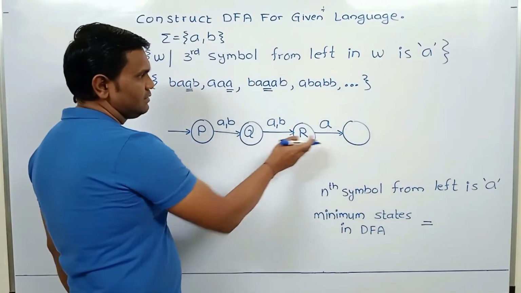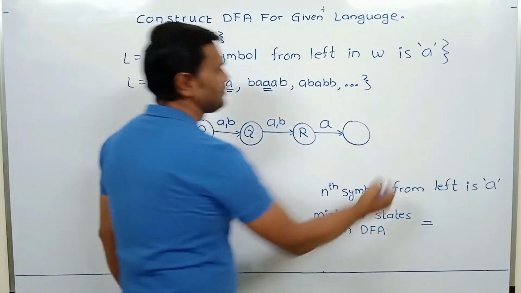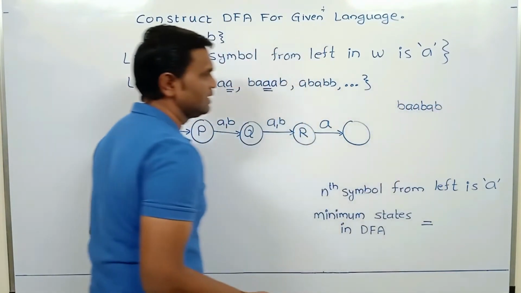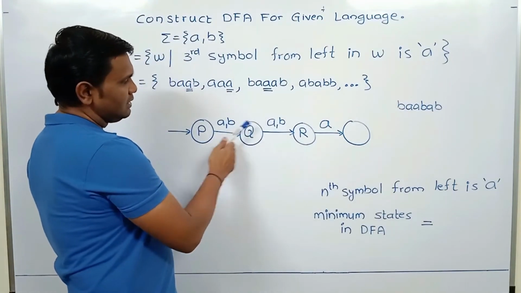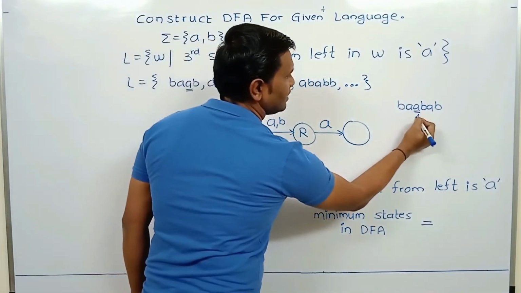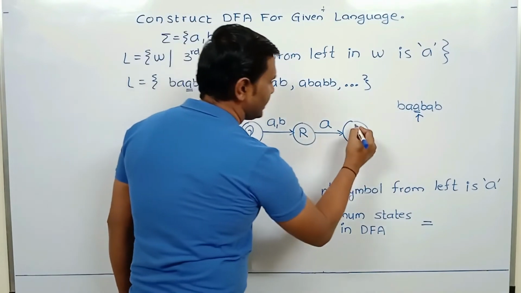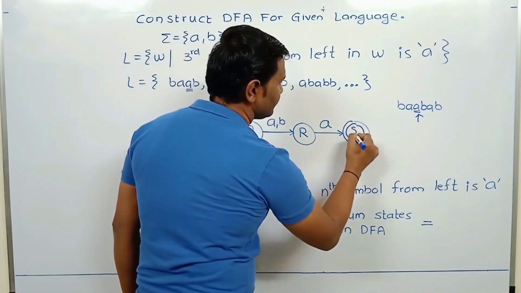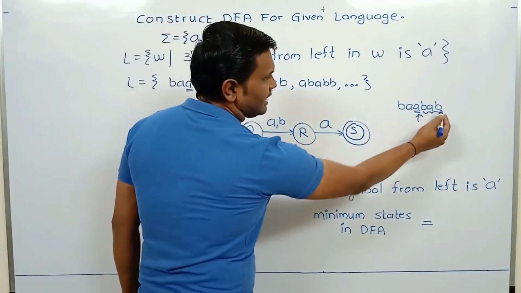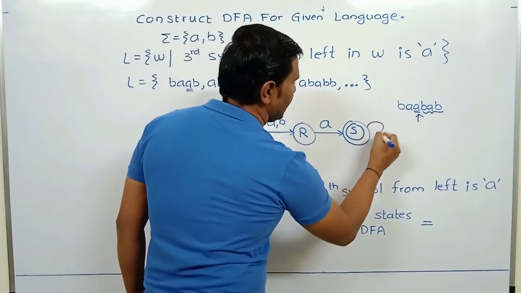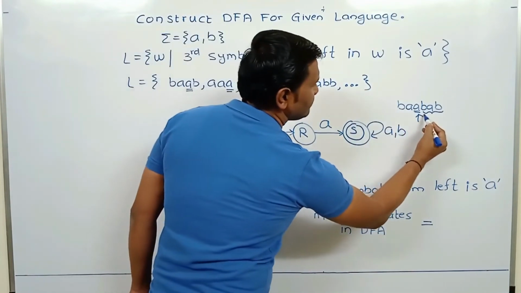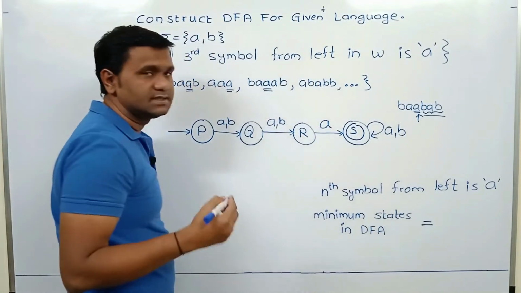Now while processing the string, we process the string from left to right. So let's say BAA, BAB. This is the string. Here we process B, then A, and here we find the third symbol from left as A. So we reach the final state and we must accept the string. But we still have to process the remaining part of the string. Whatever comes after that, we must accept the string. So we add this self loop at the final state, and all this part is processed in the final state itself and the string is accepted.